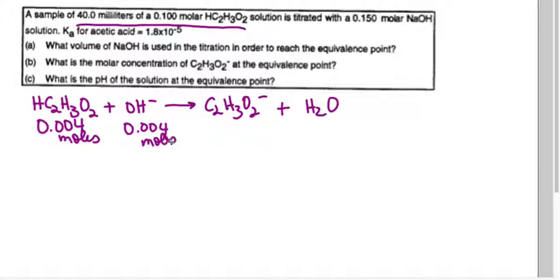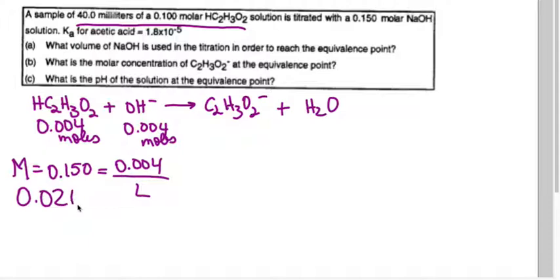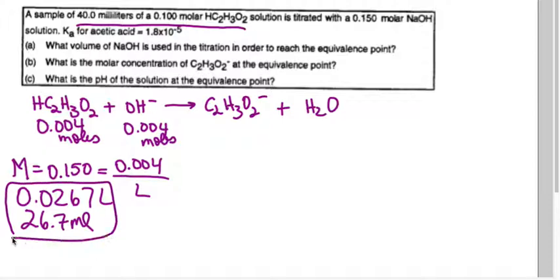Okay. So if that's going to be 0.004 moles, what do I need then? What do I know about the base? The molarity is equal to 0.150 molar. And what's molarity equal to? Moles over liters. See how I'd find those liters? Okay, so what is the liters? 0.0267 liters. On a burette, that would be about 26.7 mils. Is everybody with me? So that's question A.